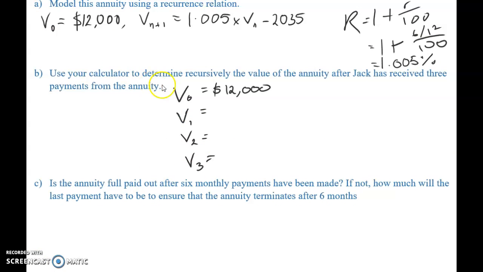Okay, so for the next step, you've got to use your calculator to find the value of the annuity after Jack receives 3 payments. So I set it up as V0, V1, V2, V3. I mean, you could probably get away with just writing V3, but just out of habit, I'll put all of them. And then we just put it into the CAS.